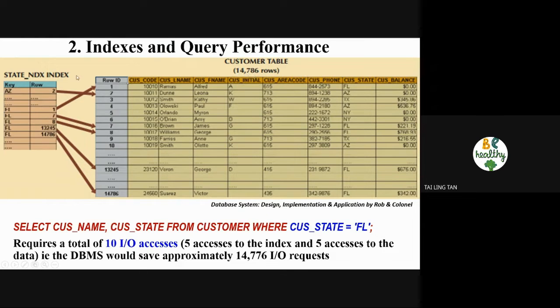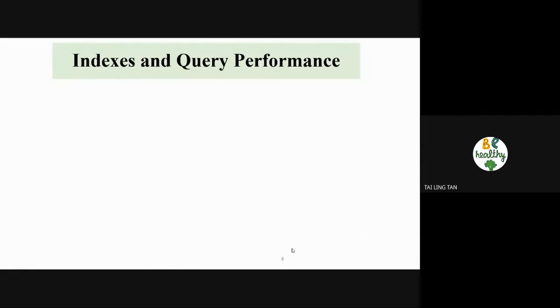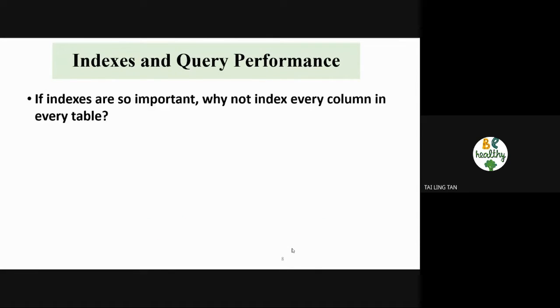14,786 record IO this number of times. So the saving will be 14,786 minus 10. This one will save approximately this number of IO requests. So this tells us the difference between using an index and not using an index. During our exam, maybe you need to give an example of why you want to use an index and why not. The next one tells us that an index is so important, you see the speed.